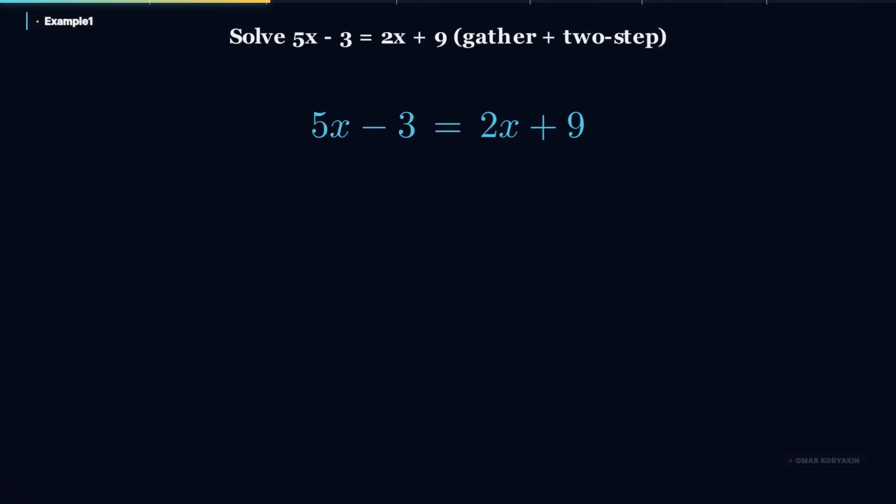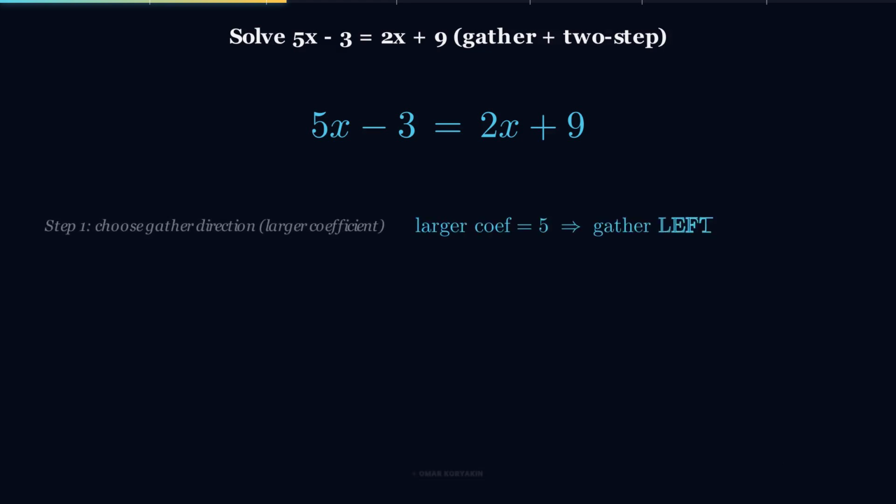Here is the first worked example. Solve the linear equation 5x minus 3 equals 2x plus 9. The variable appears on both sides with coefficients 5 and 2, and there are constants minus 3 and plus 9 on the two sides. The workflow is gather first, then two-step inverse procedure. Step 1. Choose the gather direction.